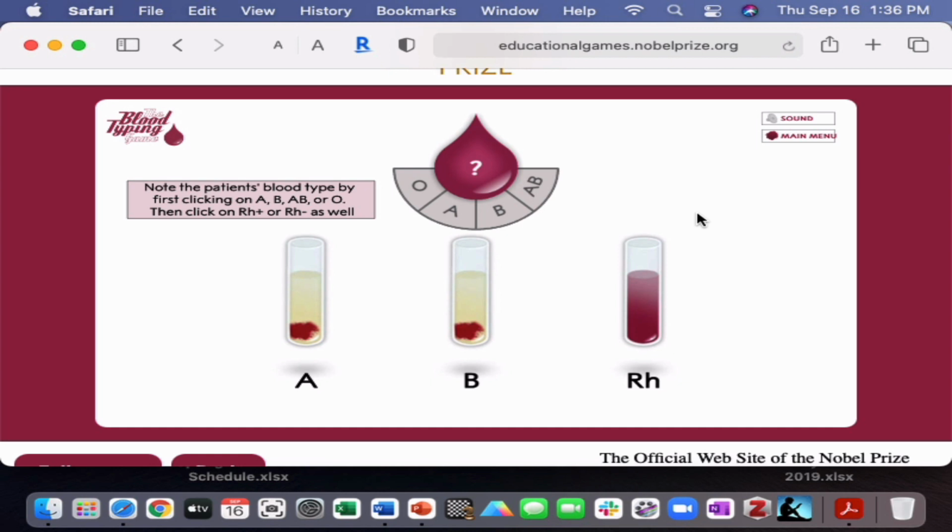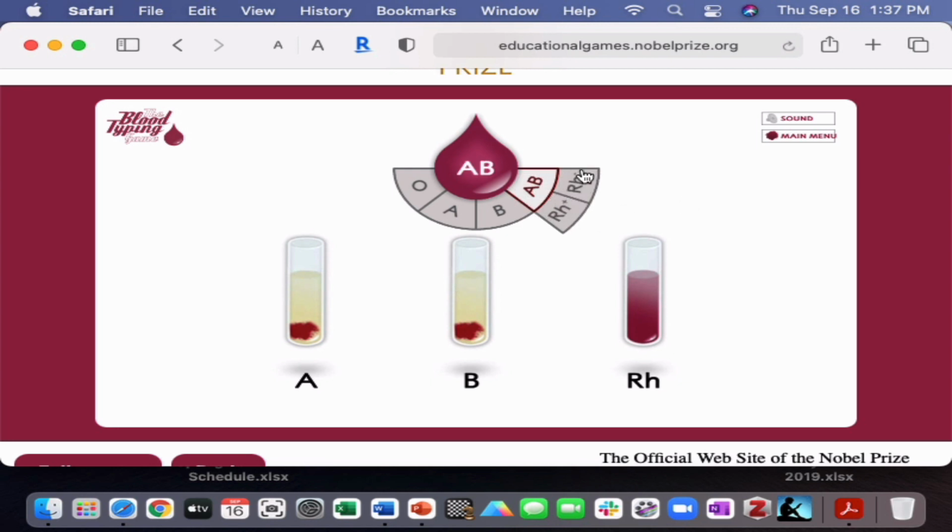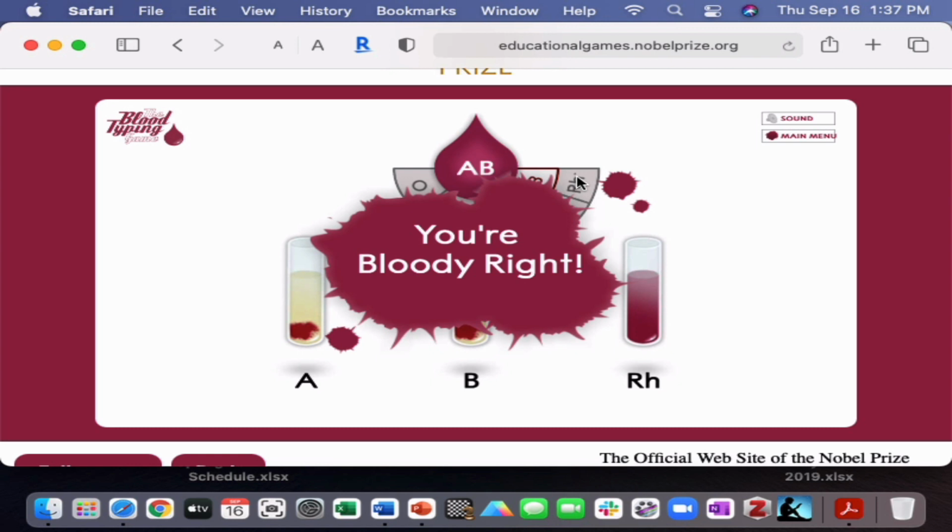Rishi? AB negative, because we got clumping with the A antigen. We got clumping with the B antigen. We didn't get clumping with the Rh antigen. And so these tubes originally contained antibody. We're getting the clumping. So AB negative. And we're right.